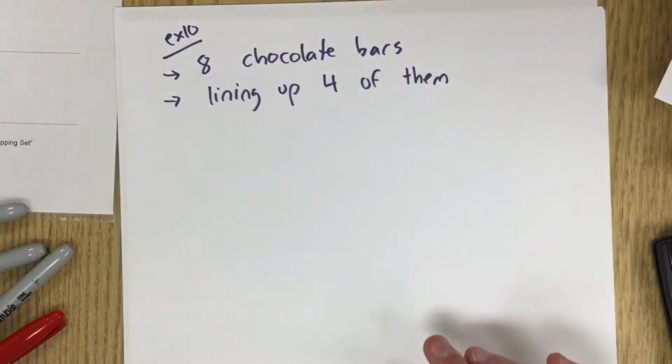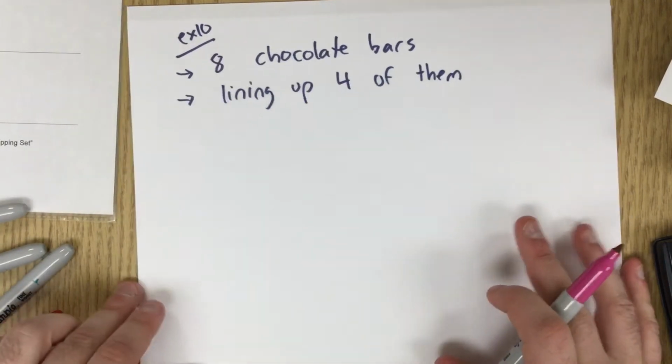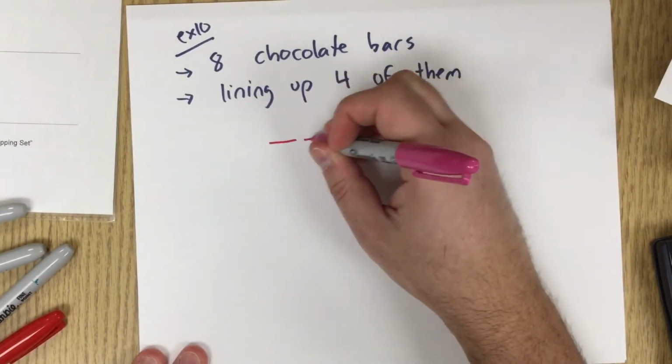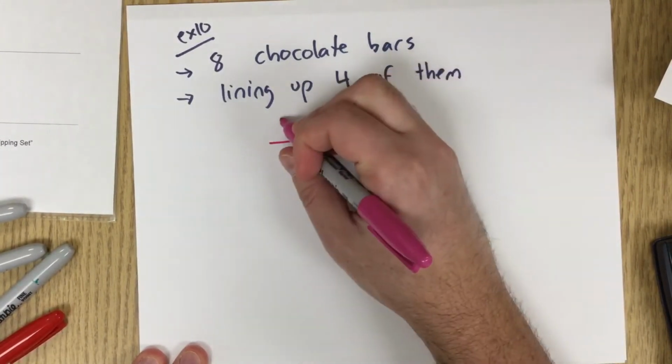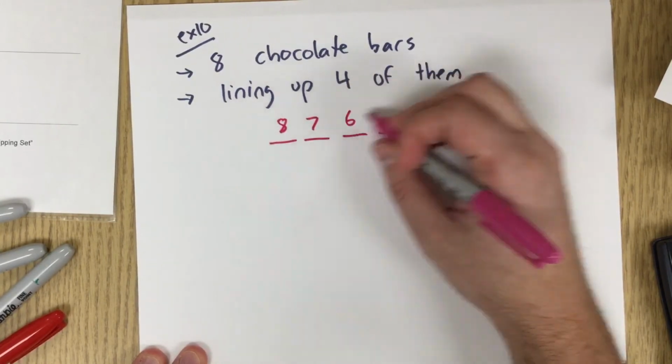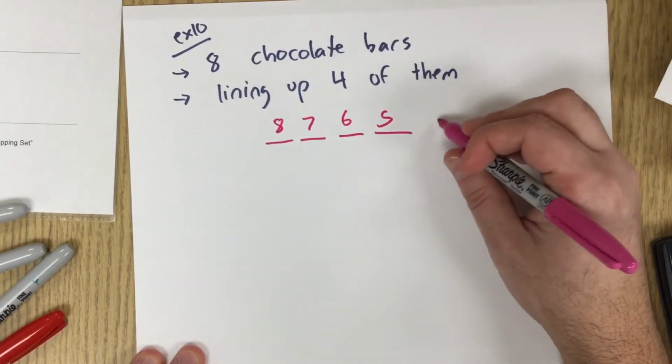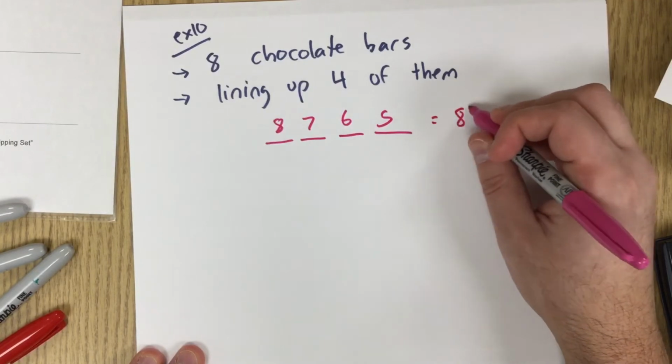Now let's say we had the same question, but it was 4 chocolate bars. I mean, not very exciting. It's just going to be the same thing, right? It's going to be 8, 7, 6, 5, the first 4 terms.